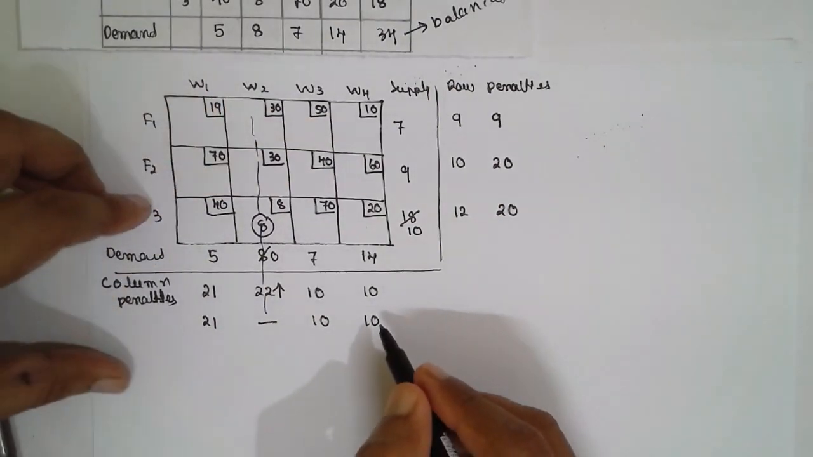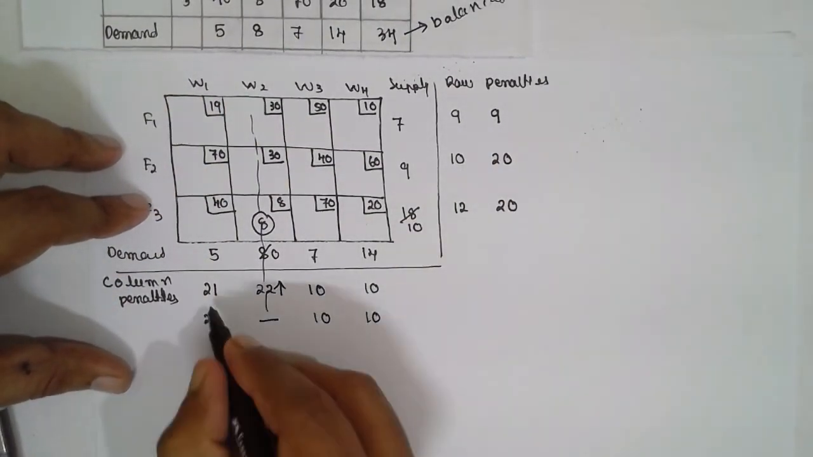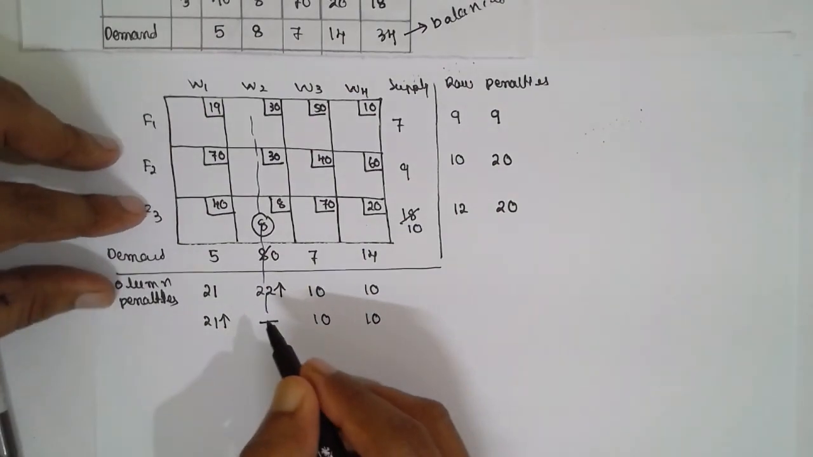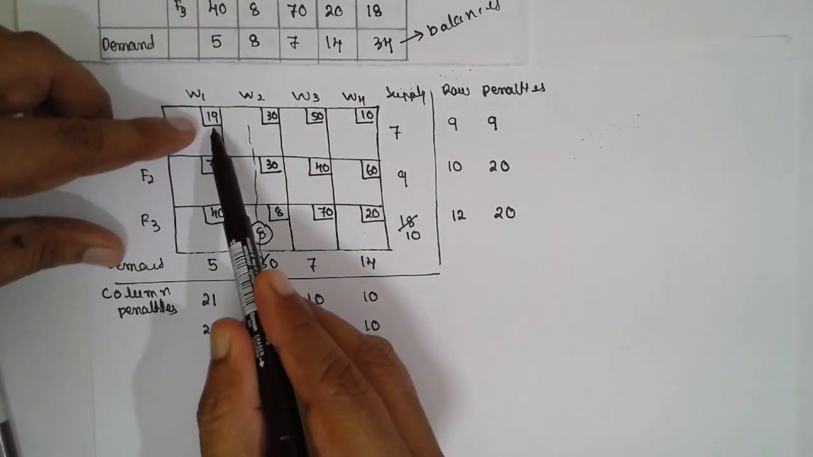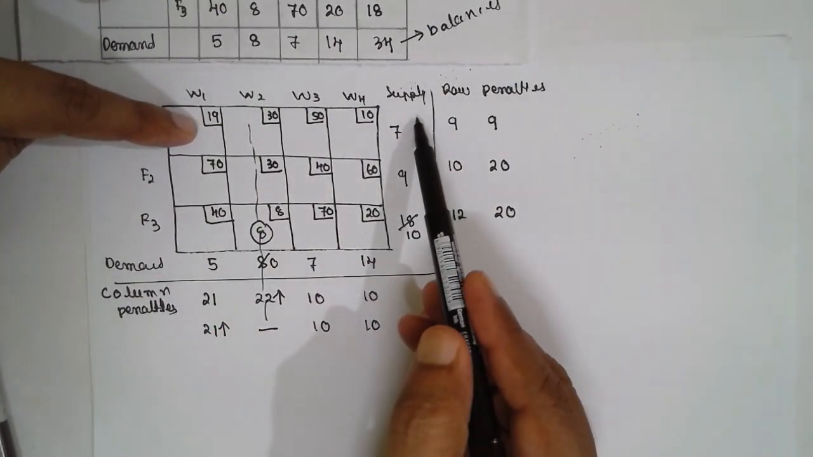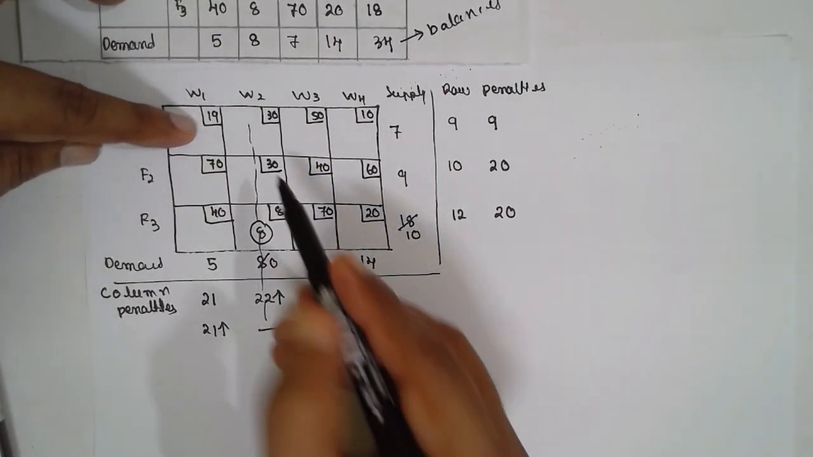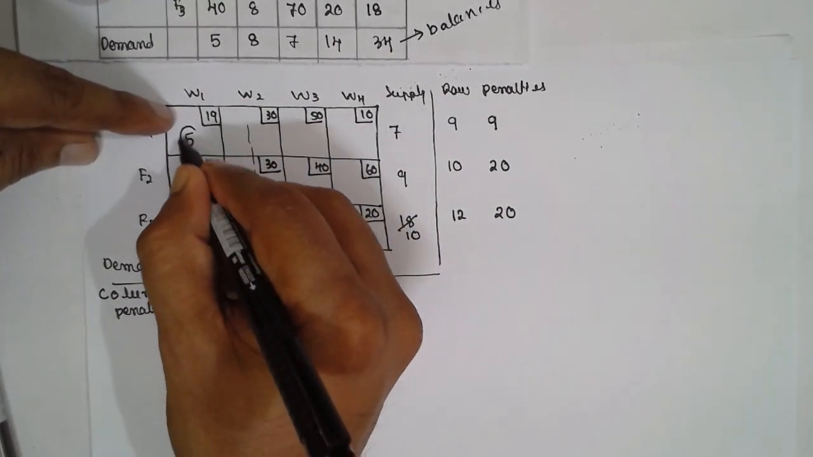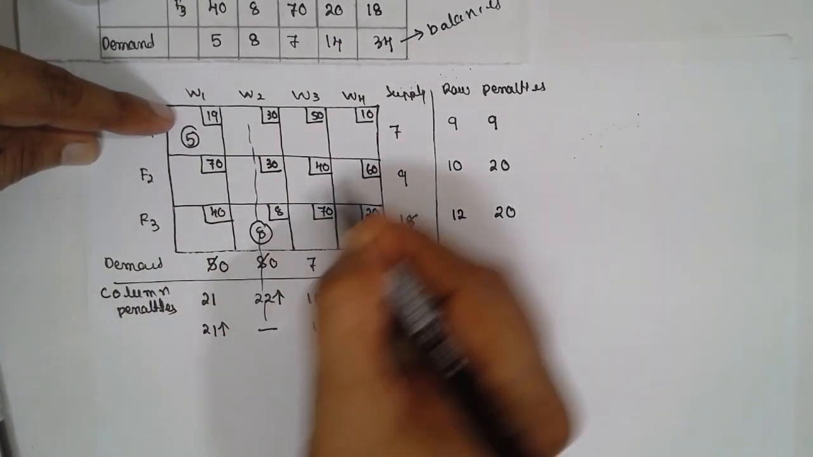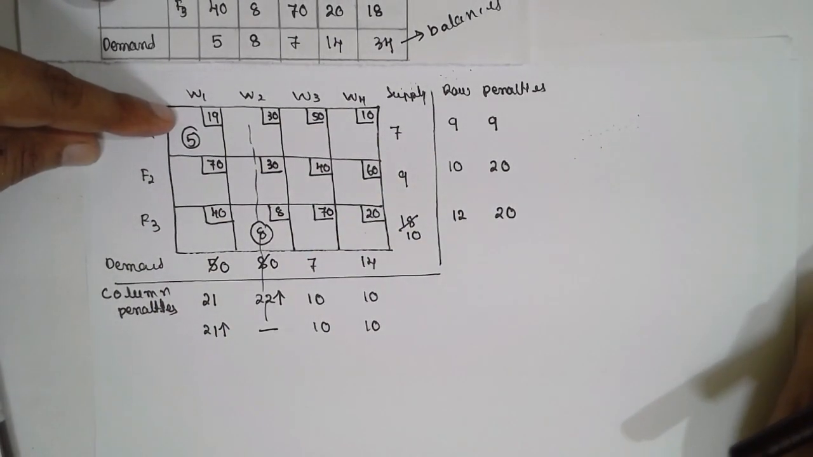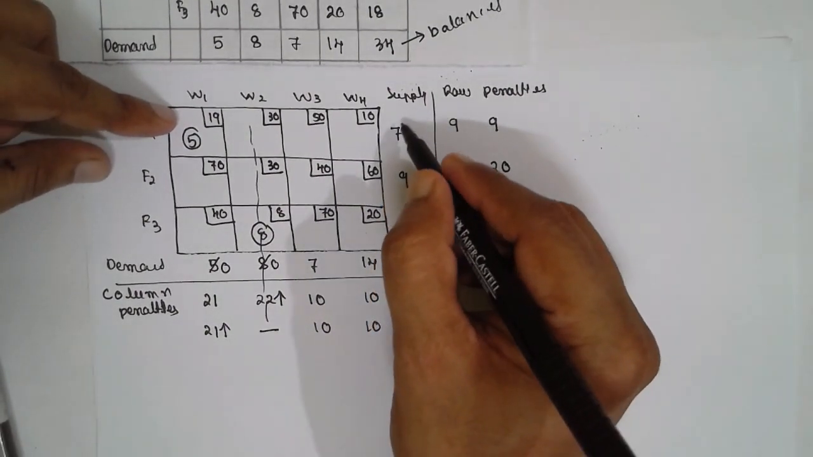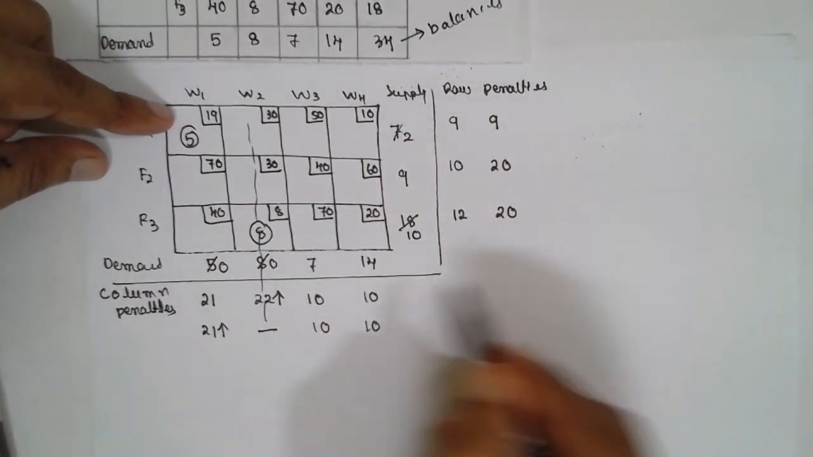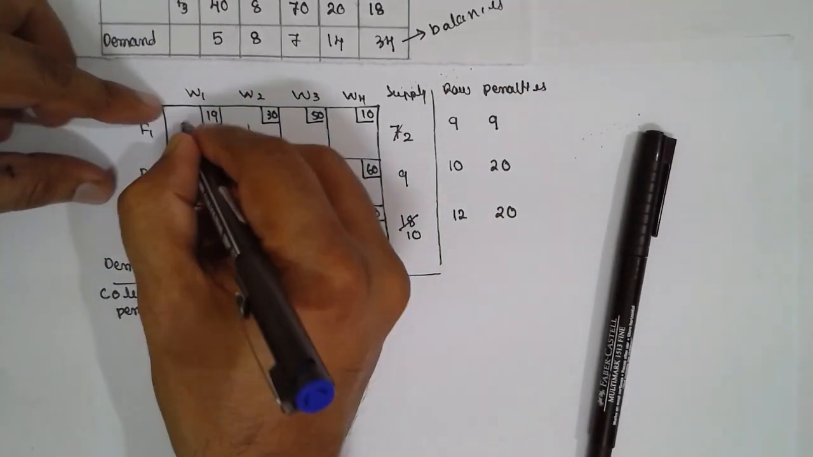You have to select the maximum. Maximum is 21. After selecting the maximum, here you have to see the minimum value. 19 is the minimum. Hold it, see the supply and demand. Demand is 5. Write 5. Eliminate 0. And 7 minus 5 is nothing but 2. Now eliminate this part.